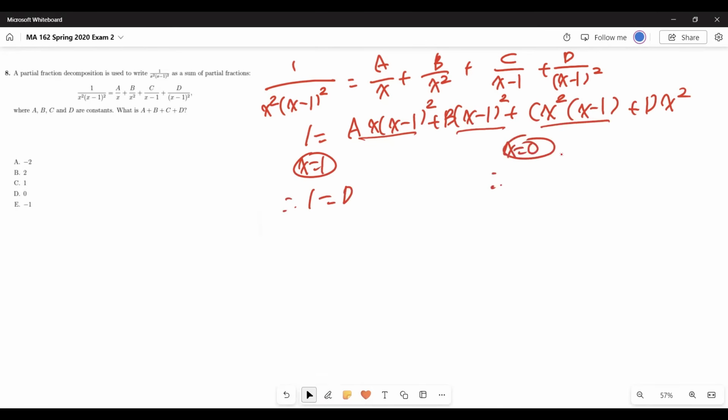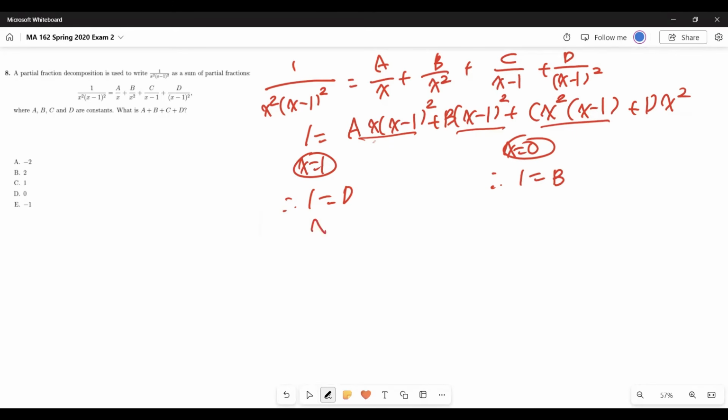x equals 0. Plug it in. This will make it 1 equals, a will be cancelled out, b will have a coefficient of 1, c will be cancelled out, and d will be cancelled out because we all see x as multiplied to each other. And x equals 0 makes the variables a, c, d cancelled out.